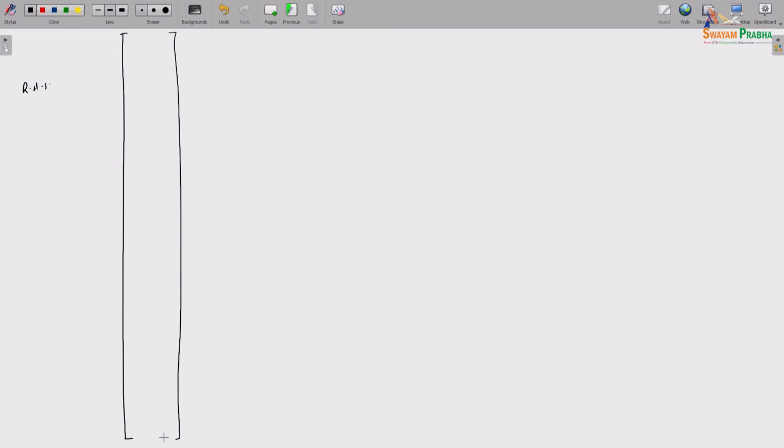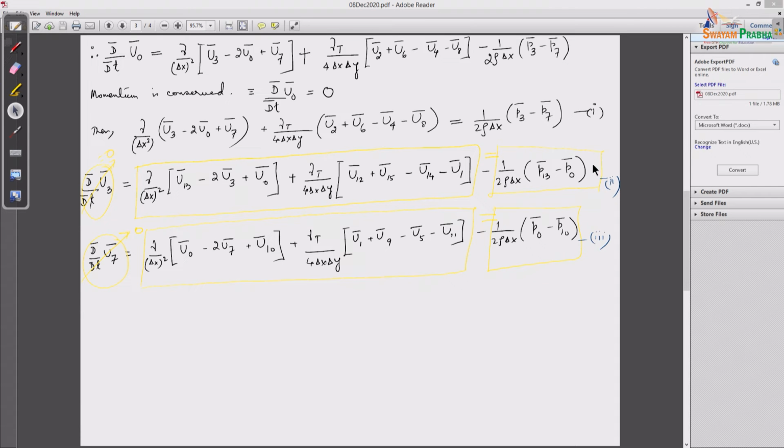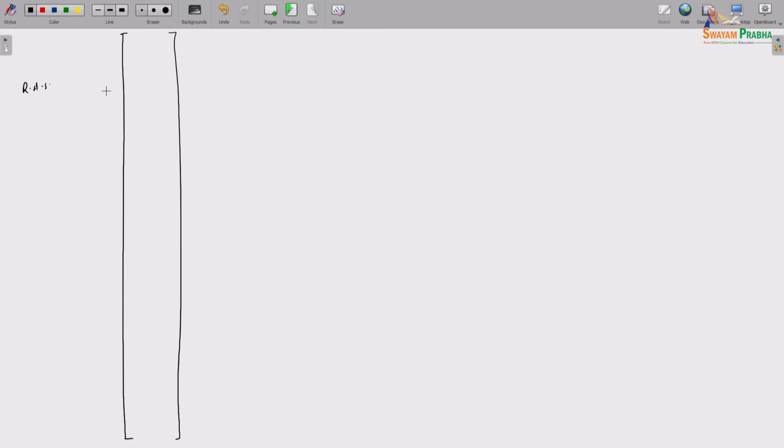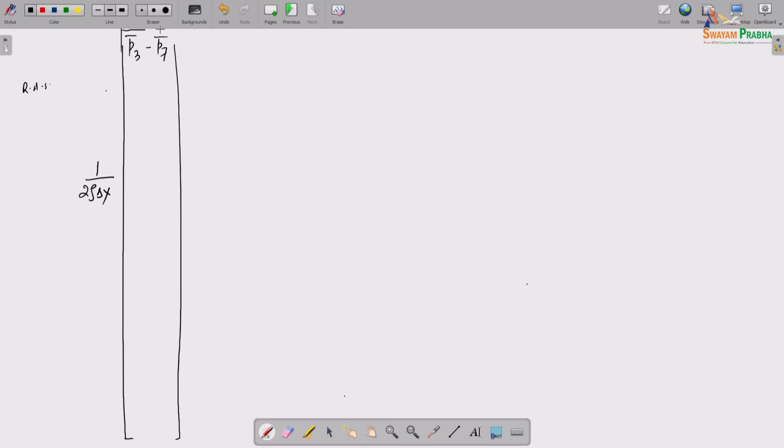Now the first equation right hand side, let us see. It is essentially 1 by 2 rho delta x times P3 minus P7. So let's just take that out and we'll say this is P3 minus P7. That's the right hand side.